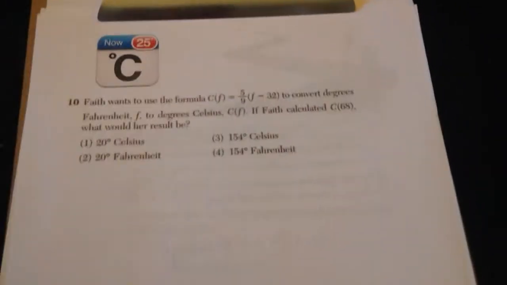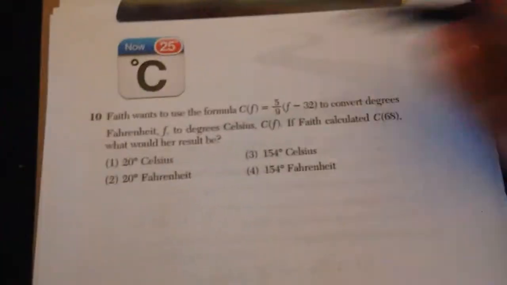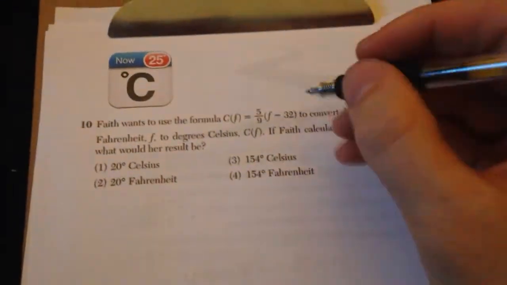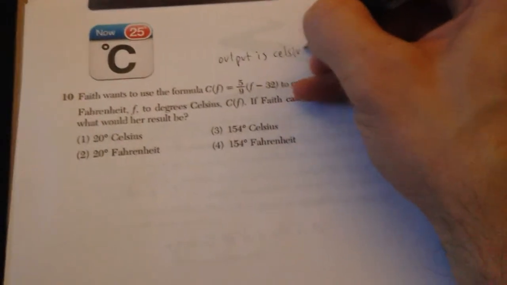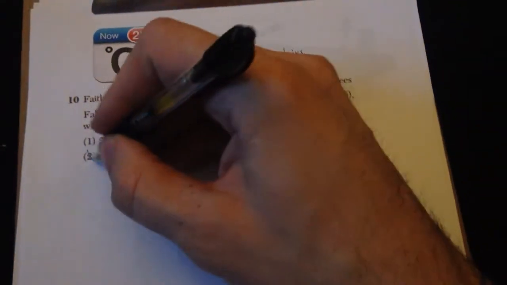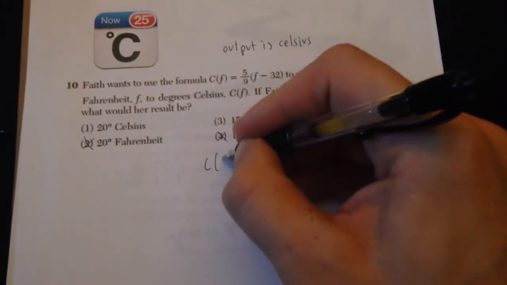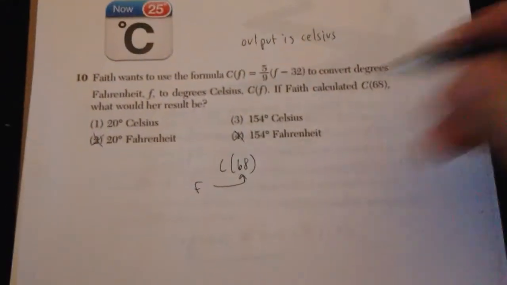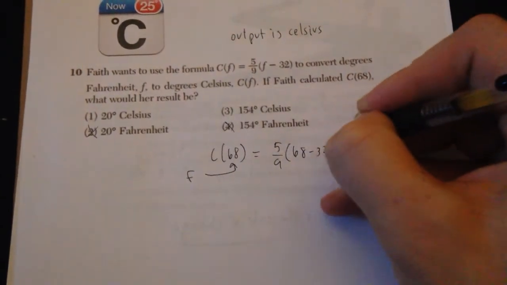Faith wants to use the formula to convert degrees Fahrenheit to degrees Celsius. So we're going to say the Celsius function and your input is Fahrenheit, so therefore your output is Celsius. So right away you can essentially cross off these two answers. So if you're trying to evaluate C of 68, that means that this is your F. That's your Fahrenheit. So we're going to do 5/9 times 68 minus 32.